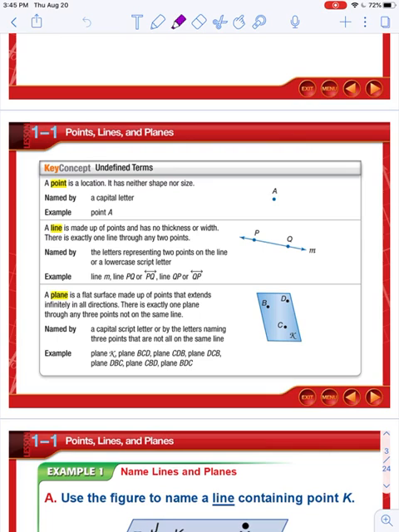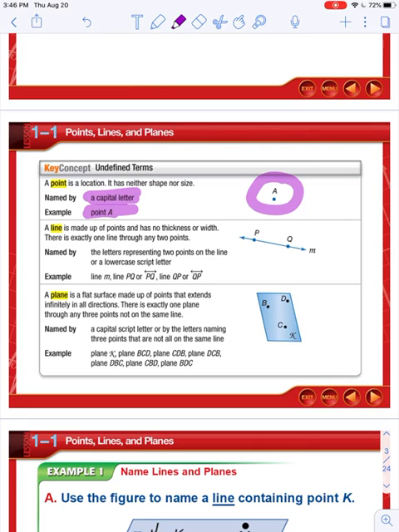So the first thing is a point. A point is a location. It has neither shape nor size. So even when we draw it out in person, we see it has a shape and size. In context, it actually does not, which is hard to think about. So we give it a shape when we draw it. Specifically here, we have points named with a capital letter. In this case, you would name this point here point A. Make sure to write out the word point in front of your capital letter.